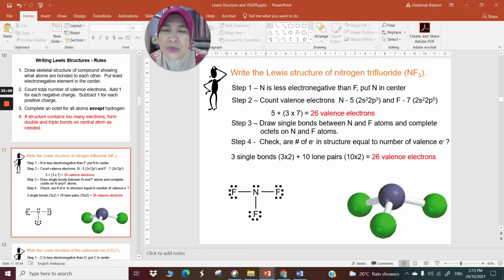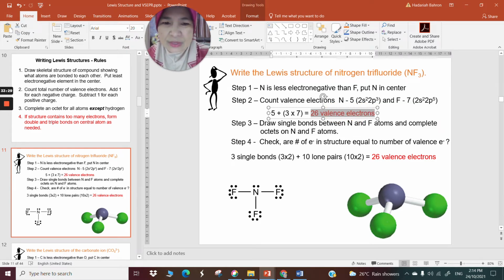So you just draw. Don't count those electrons yet. You just draw to ensure that the octet of each atom is completed, right? And step number 4, you have to check whether the number of electrons in the structure is equal to the number of valence electrons that you count here at the top, 26 electrons. So if you count each one of these electrons and they become the same as the total number of valence electrons, then you already get the correct Lewis structure of that molecule.